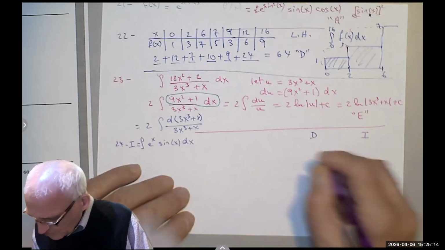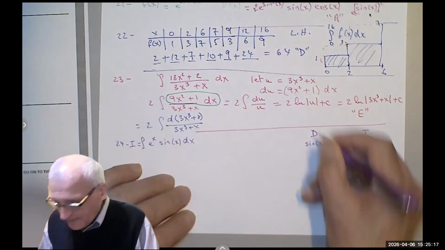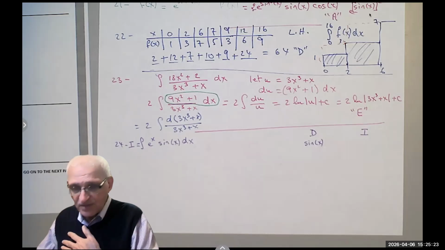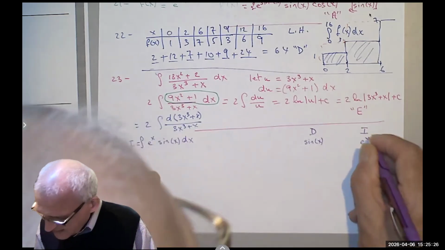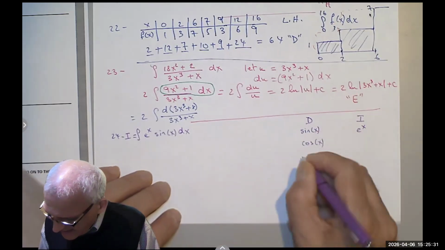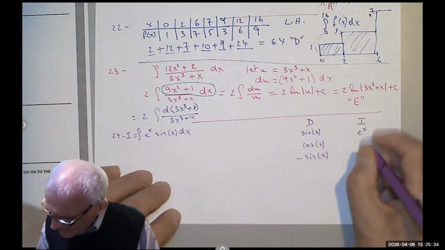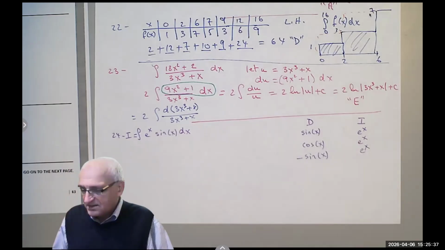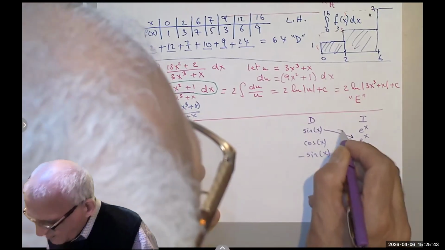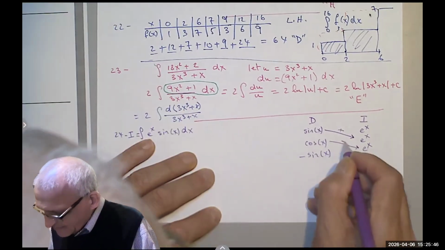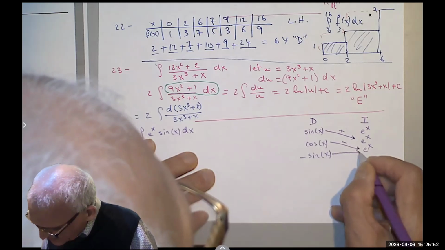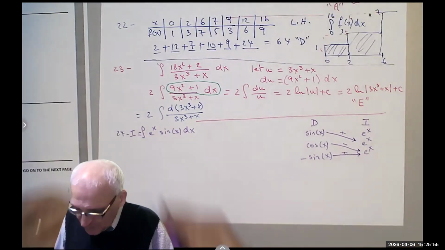So let's say I'm going to take sine of x to be the one I differentiate. Excuse me, I can do it the other way around. And this is e to the x. So the derivative of sine is cosine of x, then negative sine of x. And e to the x stays e to the x forever. And like we said before, we multiply these two plus these two times -1. And then I stop here and I'm going to integrate that. Let's see what we get.